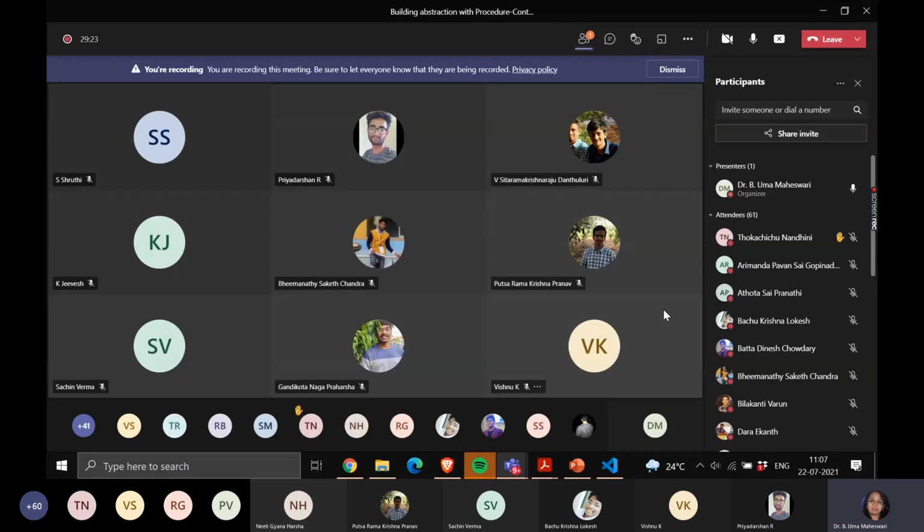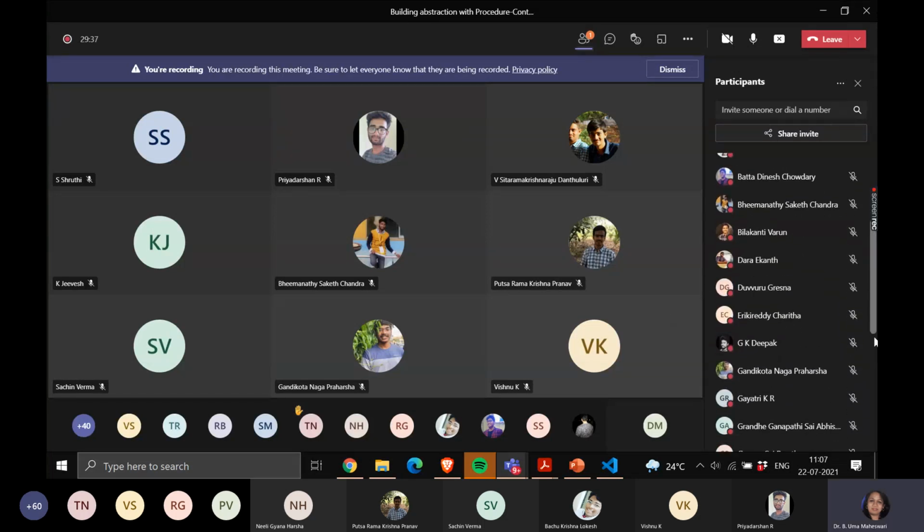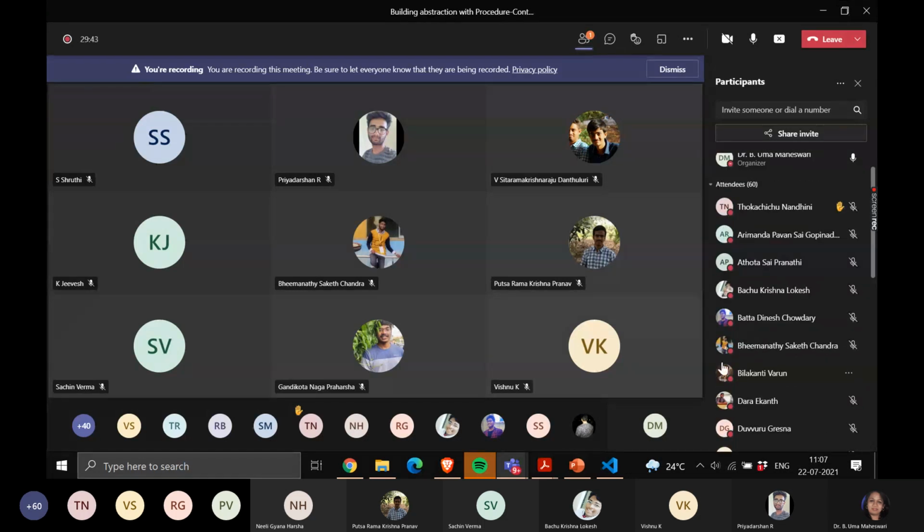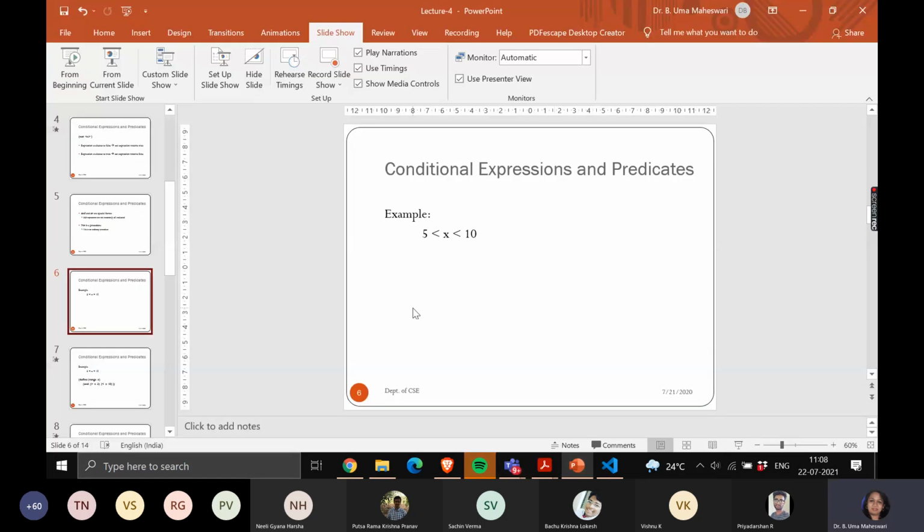How will you define a procedure? Okay, for a variable x, that x is greater than 5 and less than 10. If someone knows, then you can raise your hands. Nandini is still raising hands. Okay, students, any volunteers? How to define a function?